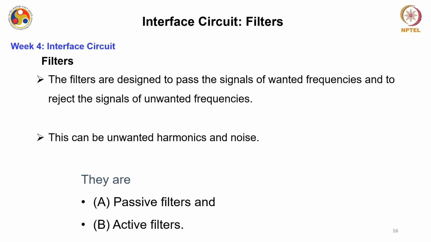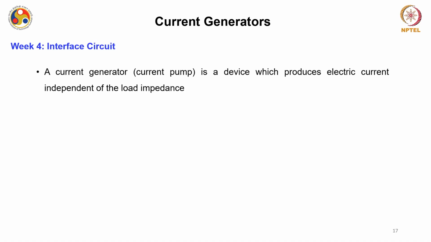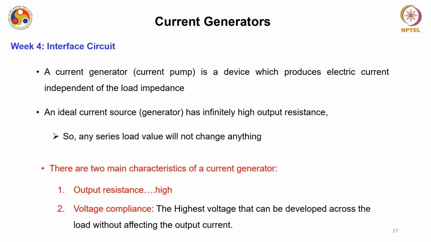Then we also talked about filters. Filters are designed to pass the signal of wanted frequency and to reject the signal of unwanted frequency which is coming from a sensor. These signals which you want to remove can also include noise along with the harmonics which are not wanted by the end user. Two different types of filters we have seen, active and passive, and then further we have divided them under different heads. We have also talked about current generators, and their main characteristics were the output impedance, which is actually high, and the voltage compliances associated with them.